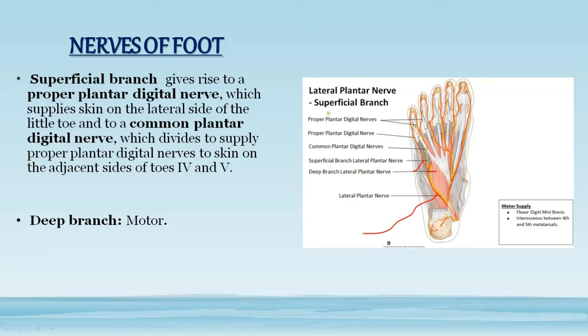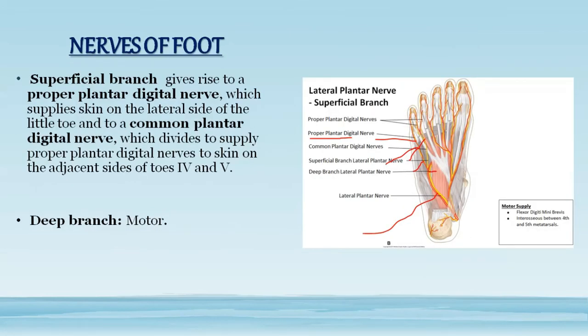The one is the proper plantar digital nerve, which supplies the lateral side of the little toe. This is the proper plantar digital nerve, which supplies the lateral side of the fifth digit, and then it gives rise to this one, the common plantar digital nerve, which supplies the adjacent sides of the fourth and fifth toe.